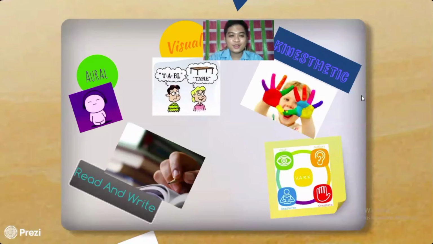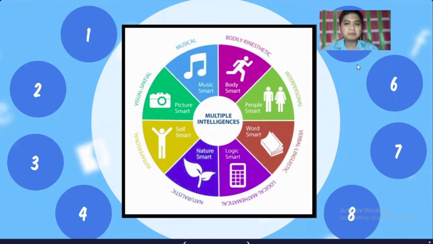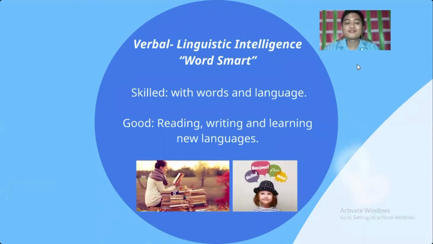So those are the VARK learning styles of this discussion. And now let's proceed to the multiple intelligences of Howard Gardner. Well, there are eight multiple intelligences by Howard Gardner. The first one that we're going to discuss is verbal linguistic intelligence, or the word smart.